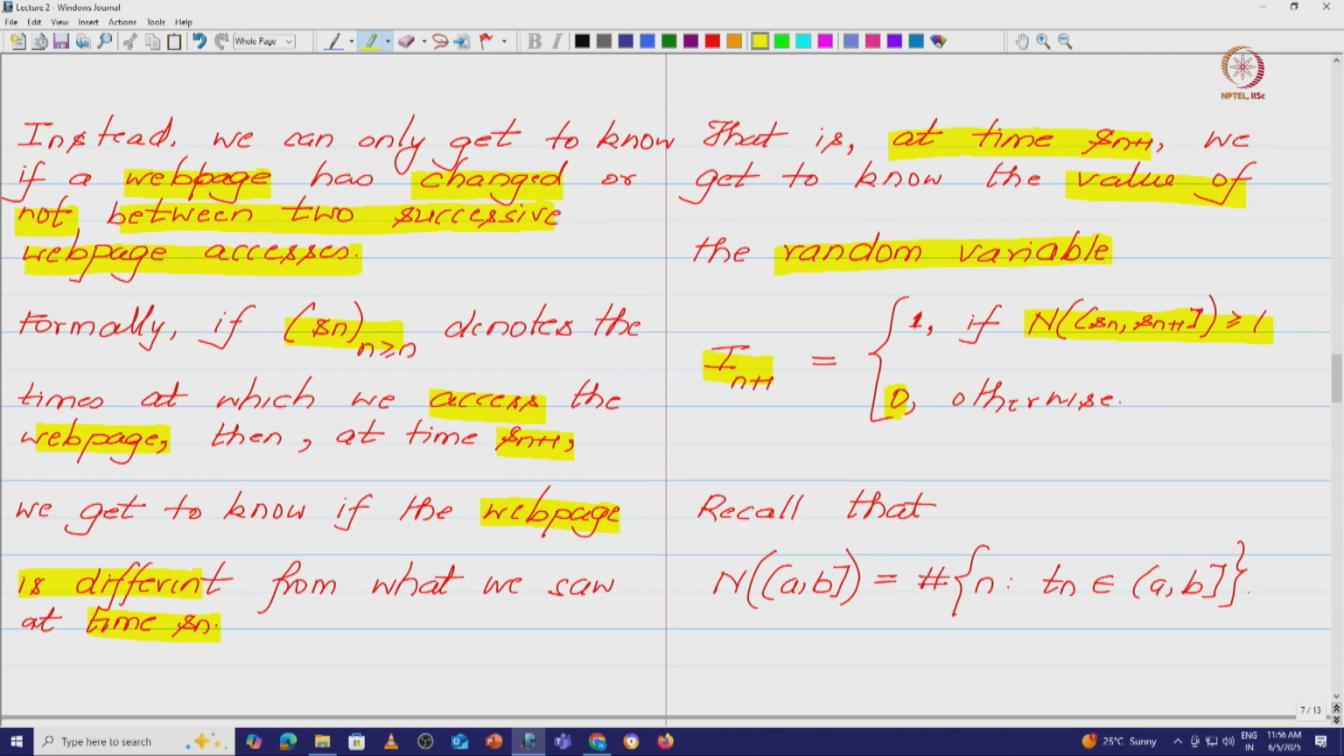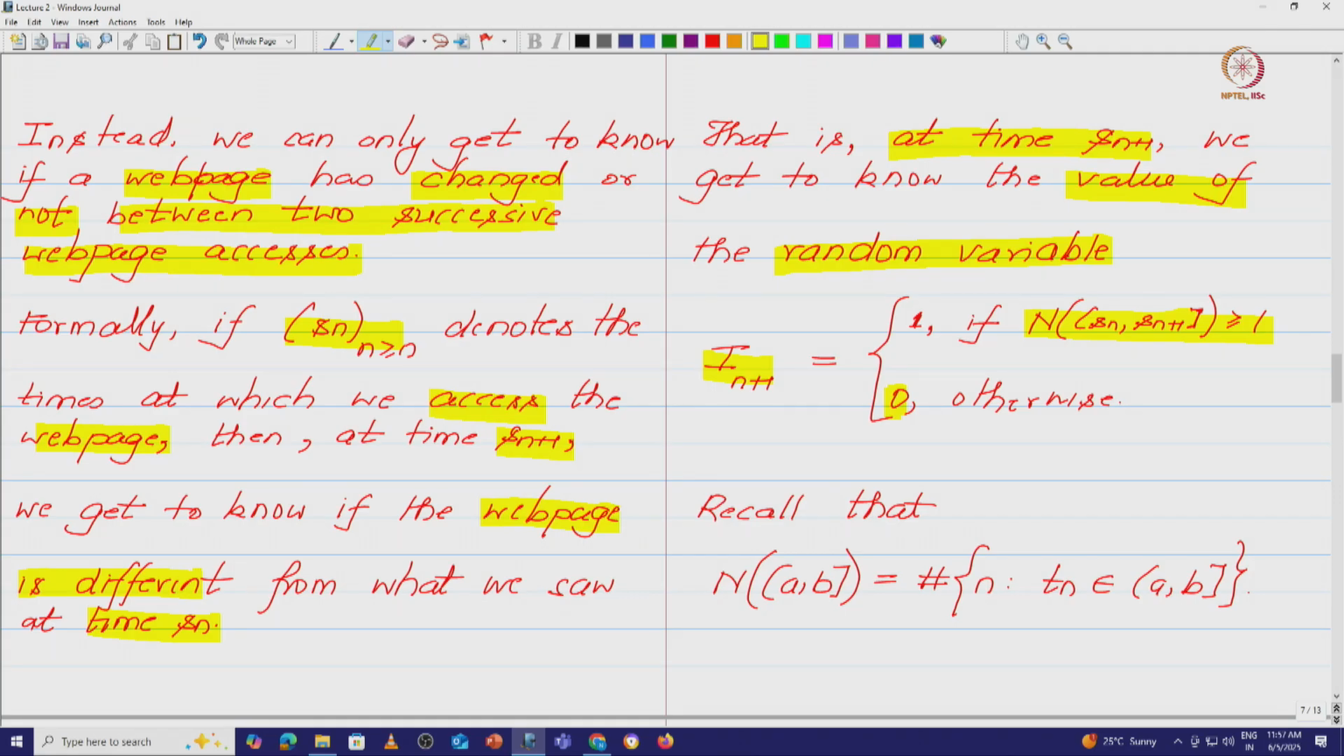So you can see that this value of In plus 1 is something that we can get hold of, and the question that we would like to ask is, given access to the values of In plus 1, that is, given access to I1, I2, I3, I4 and so on and so forth, can we get hold of an estimate of lambda?